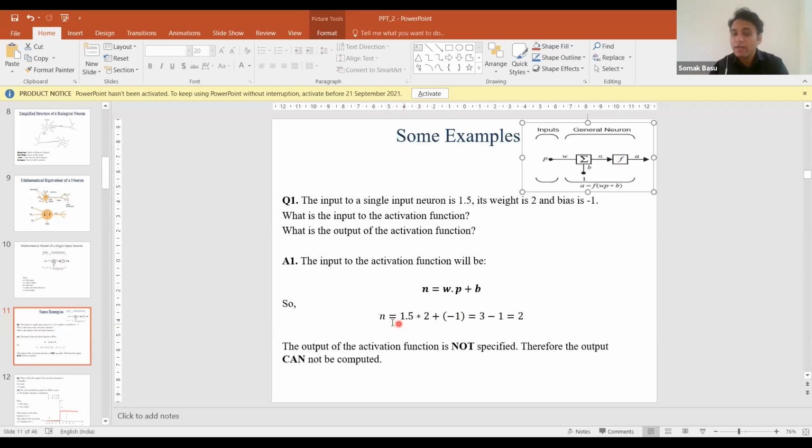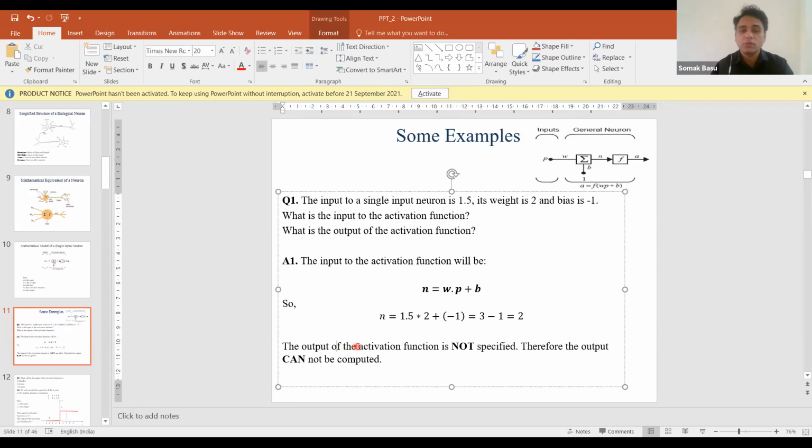So you can calculate the input to the activation function, but since the activation function has not been specified, you cannot calculate the output. So what is the answer to the second part of the question? The activation function is not specified. Therefore, the output cannot be computed. You're not given the activation function, so you cannot compute the output.